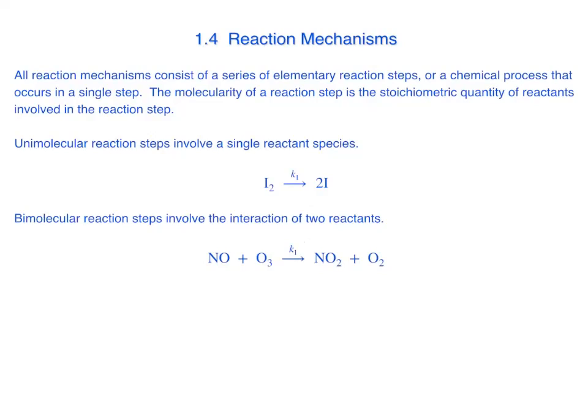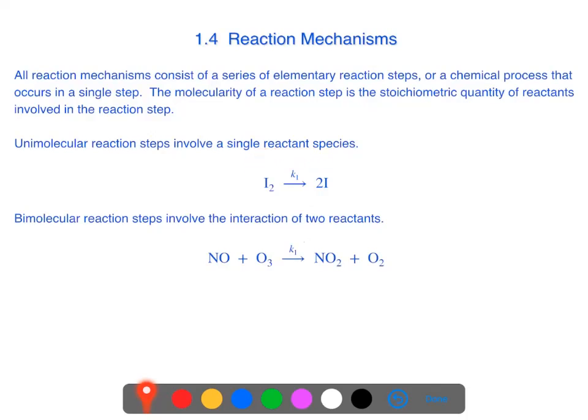So when we discuss unimolecular reaction steps, these involve a single reactant species. So in this example of the dissociation of molecular iodine into two iodine atoms, we would refer to this as a unimolecular process or a unimolecular reaction step because there's only a single molecule on the left-hand side.